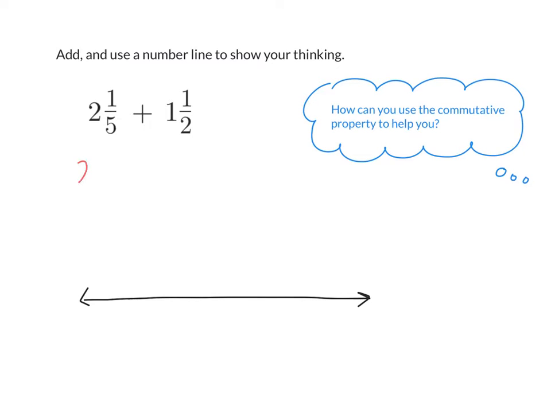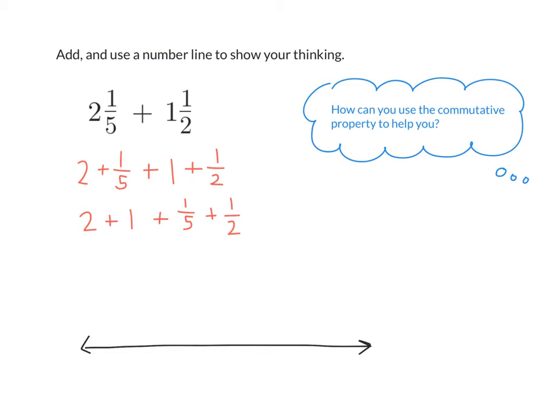I can think of this as 2 plus 1/5 plus 1 plus 1/2. And then what I could do is I could commute all the whole numbers to one side and all the fractions to the end. I could say that this is equal to 2 plus 1 plus 1/5 plus 1/2. And I like that because I know already 2 plus 1 is 3. So I can say that this is 3. Sorry, let me move my number line down a little bit. Okay, I can say that this is 3 plus 1/5 plus 1/2, right?